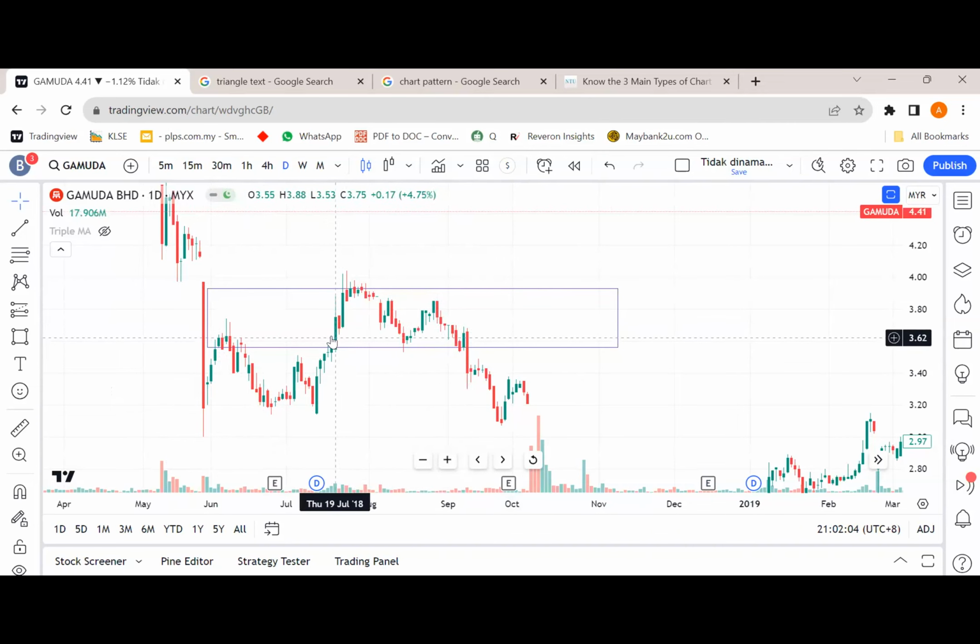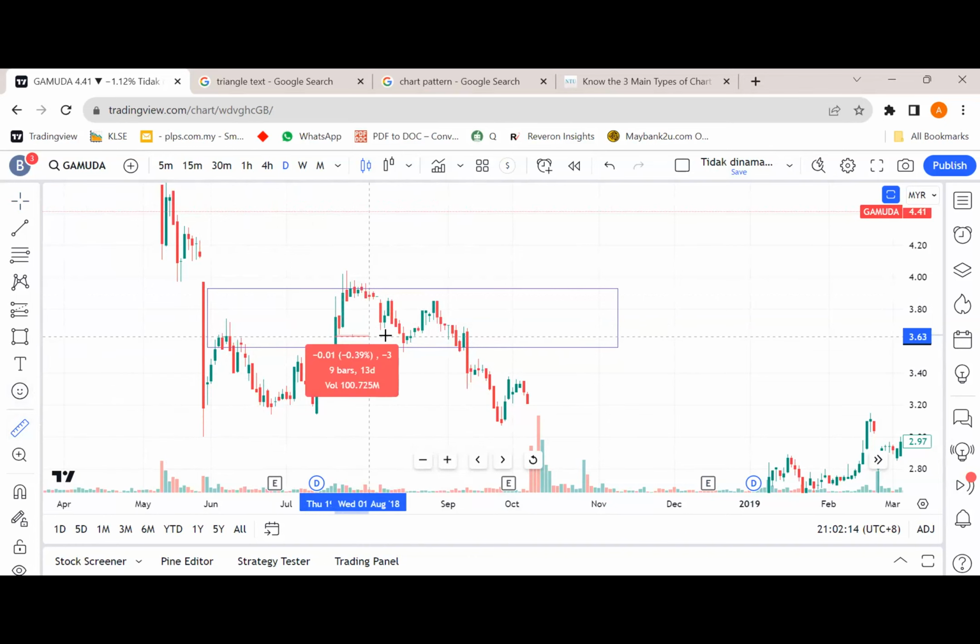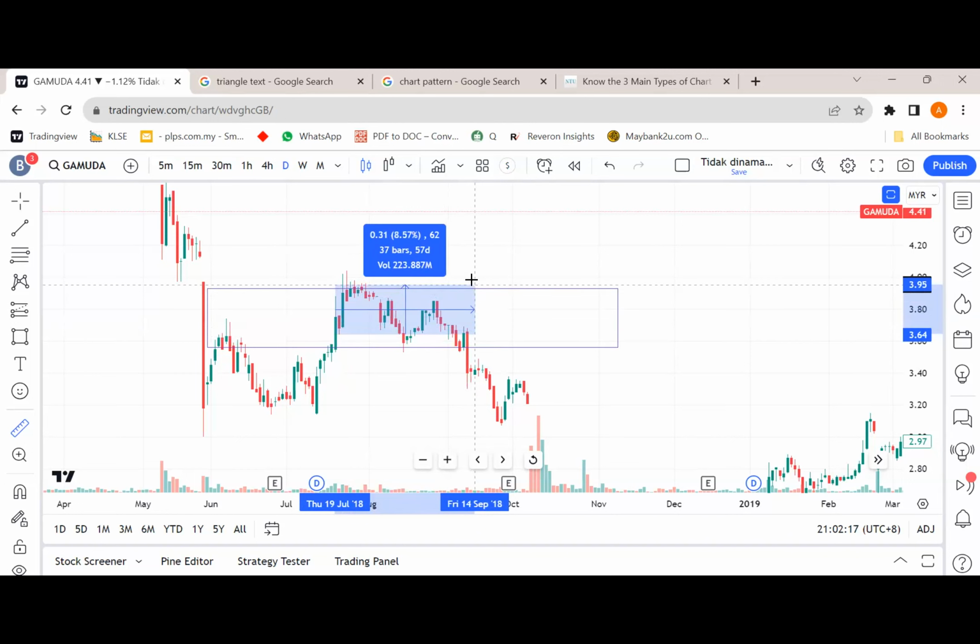You can count manually. From here, 1, 2, 3, 4, 5. Okay, we just use the ruler. From the first candle here, you drag until the last candle, which is the red color. So totally 35 bars, 34. Then divided by 2 is 17.